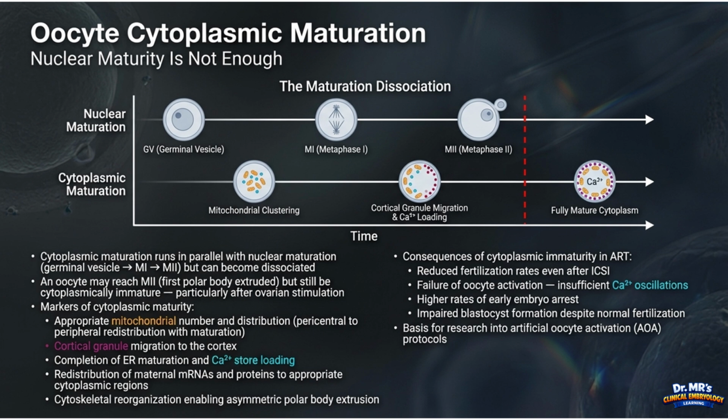This dissociation is more common after ovarian stimulation than in natural cycles. When we administer exogenous gonadotrophins to recruit a cohort of follicles that would otherwise not ovulate, some of those follicles may not have had sufficient time or the optimal hormonal milieu to complete cytoplasmic maturation even as the nucleus completes its divisions. The oocyte looks ready. It is not.